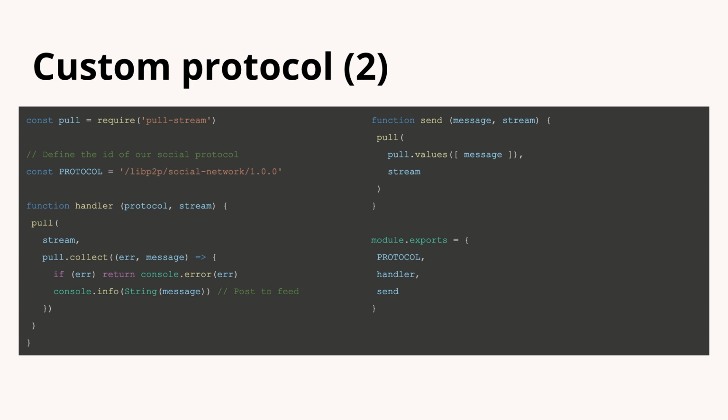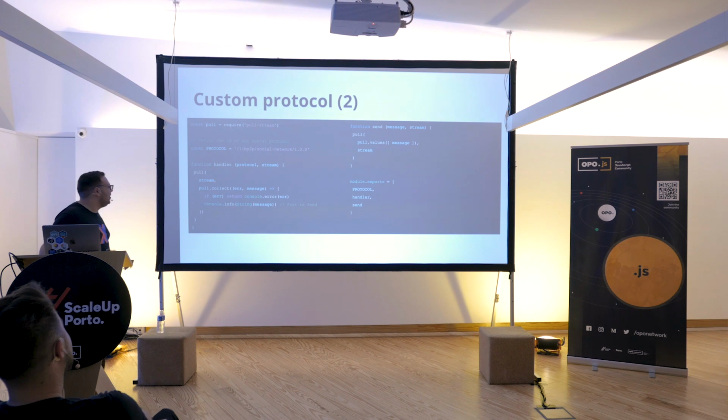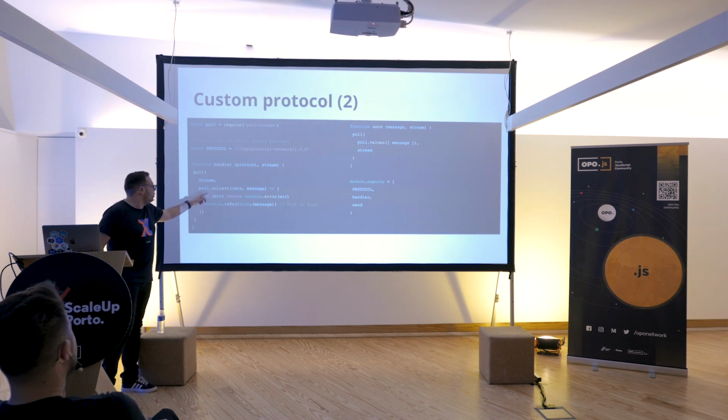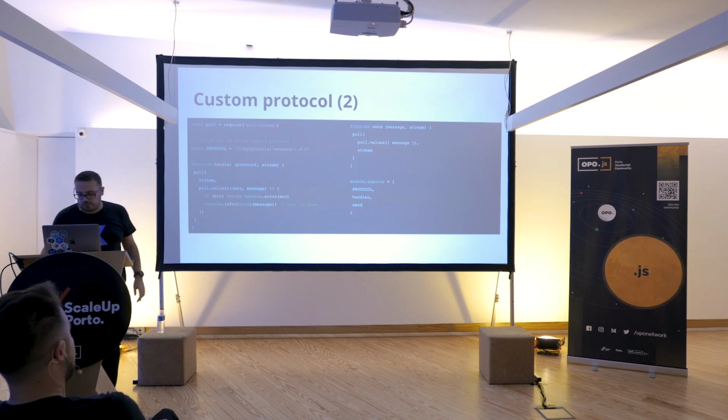So, as an example of a custom protocol, you basically just need the protocol identifier, the handler, and the send function for emitting the data. Once again, this will be refactored. We will not use pull-stream anymore, and you will use async iterators, hopefully in the near future. Basically, in the handler, you just receive data through pull-stream each time another peer sends through this protocol, and you can send data through the pull-stream as well.